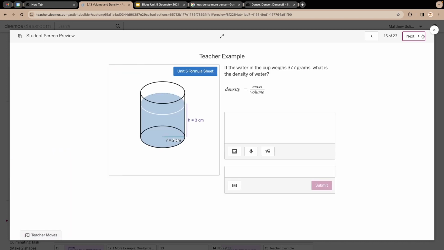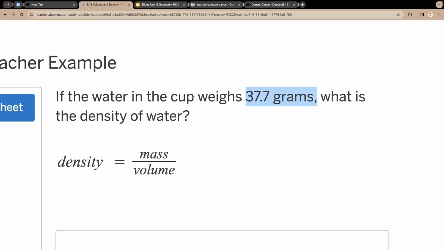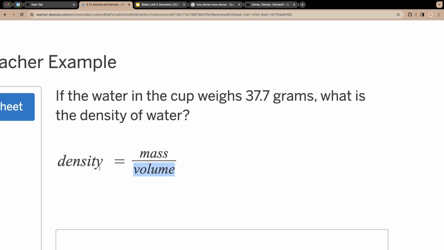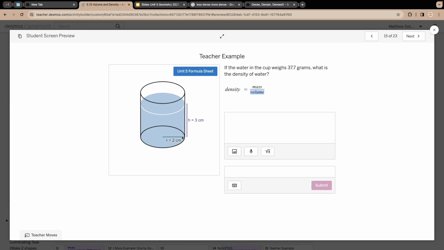All right, so let's look at an example here. If I have a cup of water that weighs 37.7 grams, right away, that is talking about the mass. So this is the mass of the water, 37.7. What is the density of water? I've got to calculate the density, but I don't know the volume right now. But I can calculate volume because in geometry, we've learned how to calculate volume.